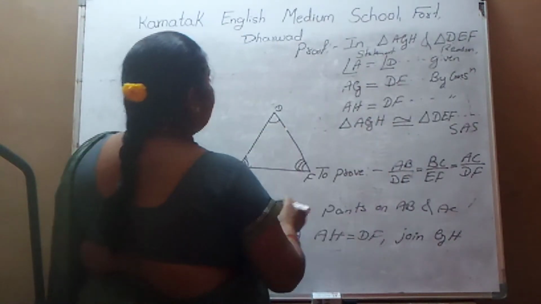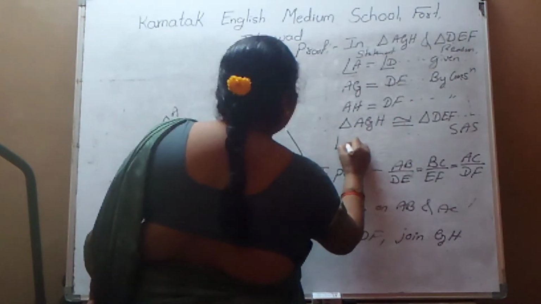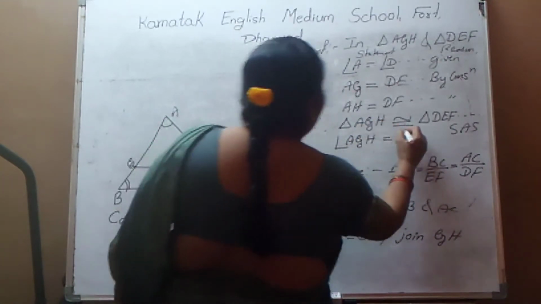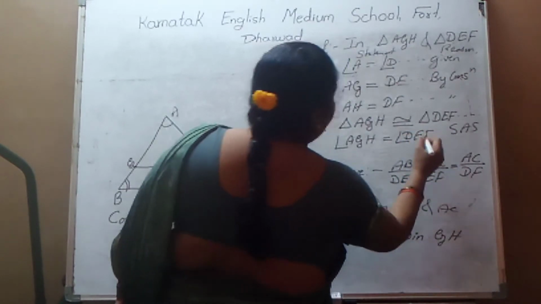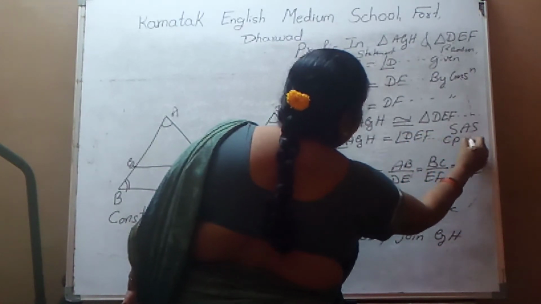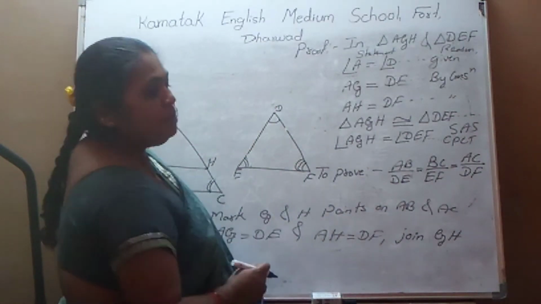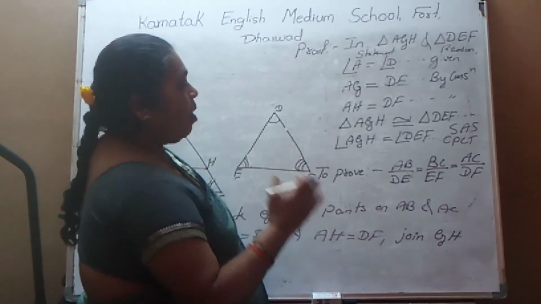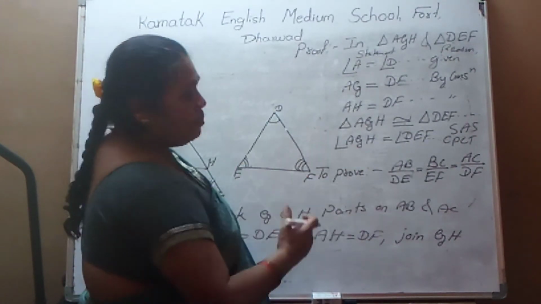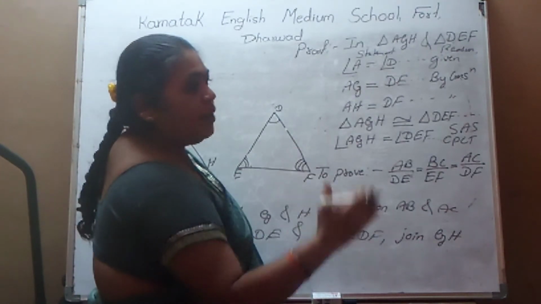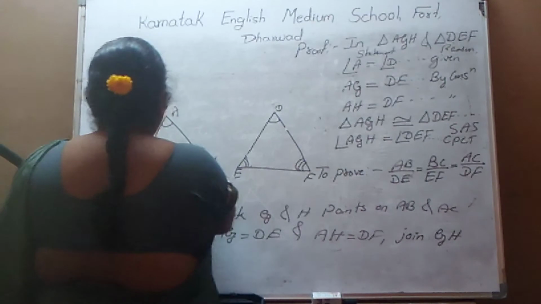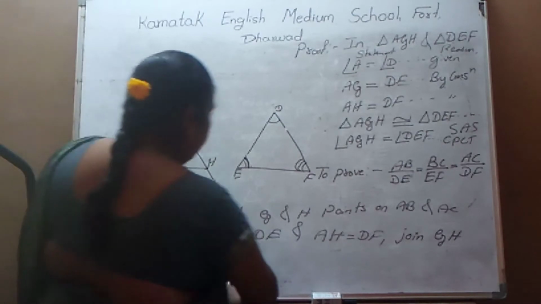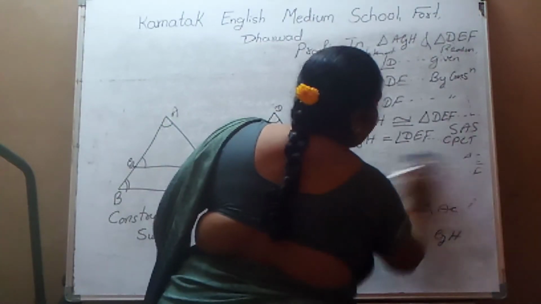When these two triangles are congruent, angle AGH is equal to angle DEF because of CPCT. What is the long form of CPCT? Corresponding parts of congruent triangles. From CPCT, this angle is equal to this angle. So, I shall rub this.